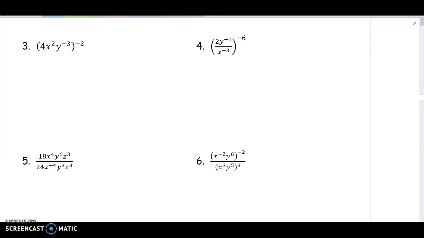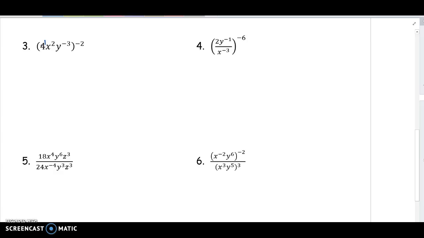Okay, number 3, I see parentheses with an exponent outside of the parentheses. So we need to multiply that -2 to all of the exponents inside the parentheses. Now, it's important to note that the 4 and the x squared are different. They are not connected. They are being multiplied together. This is a 4 to the 1st and an x to the 2nd.